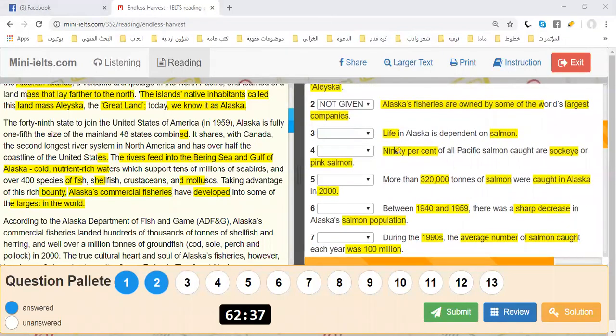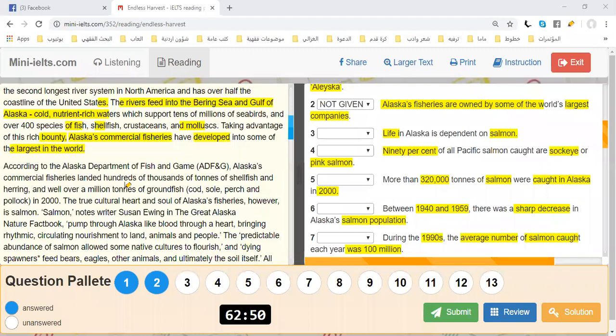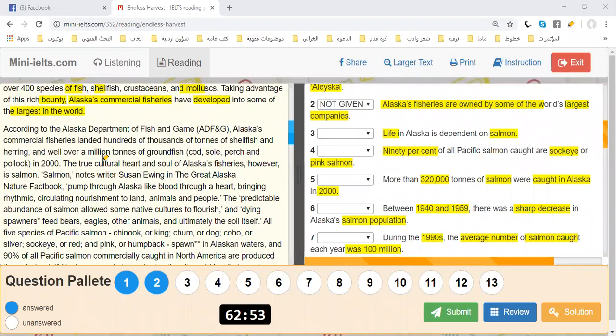Let's continue to statement three. Let's move on. Life in Alaska is dependent on salmon. Life in Alaska is dependent on salmon. Okay, let's continue from paragraph three.